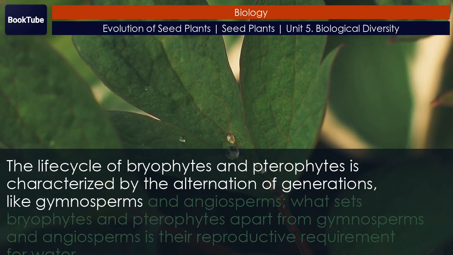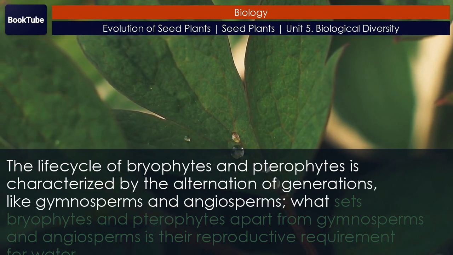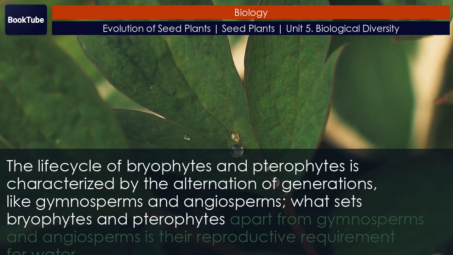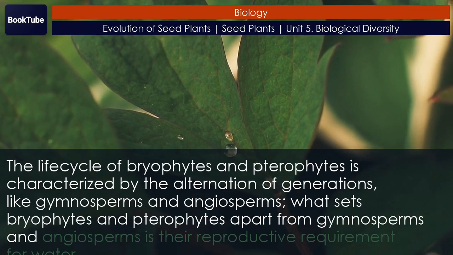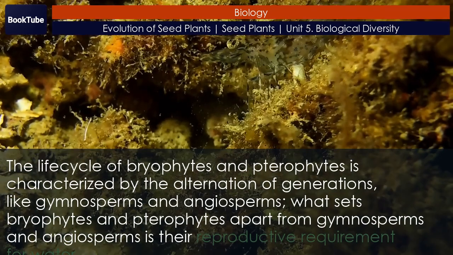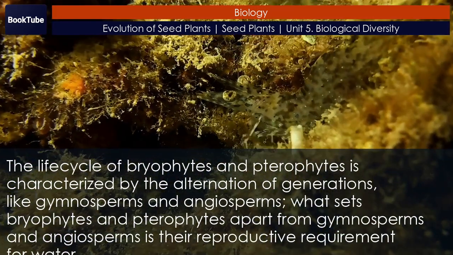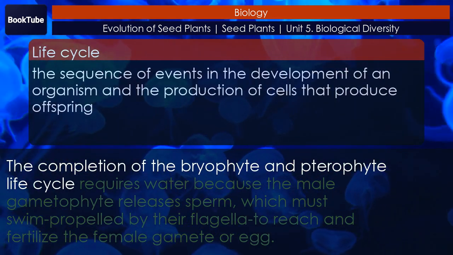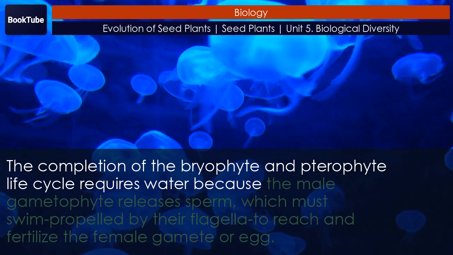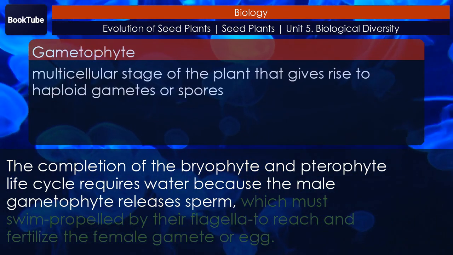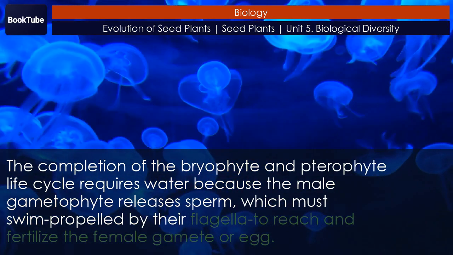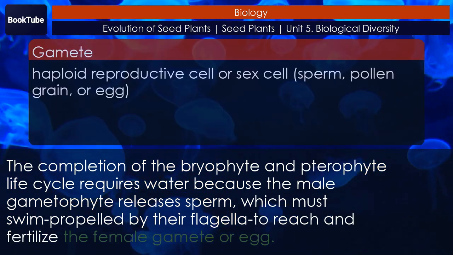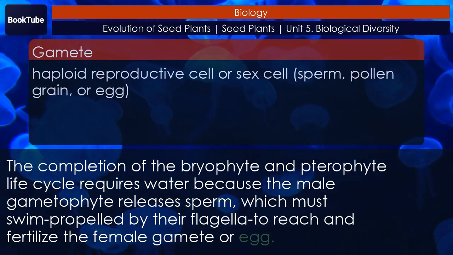Like gymnosperms and angiosperms. What sets bryophytes and pterophytes apart from gymnosperms and angiosperms is their reproductive requirement for water. The completion of the bryophyte and pterophyte life cycle requires water because the male gametophyte releases sperm, which must swim, propelled by their flagella, to reach and fertilize the female gamete or egg.